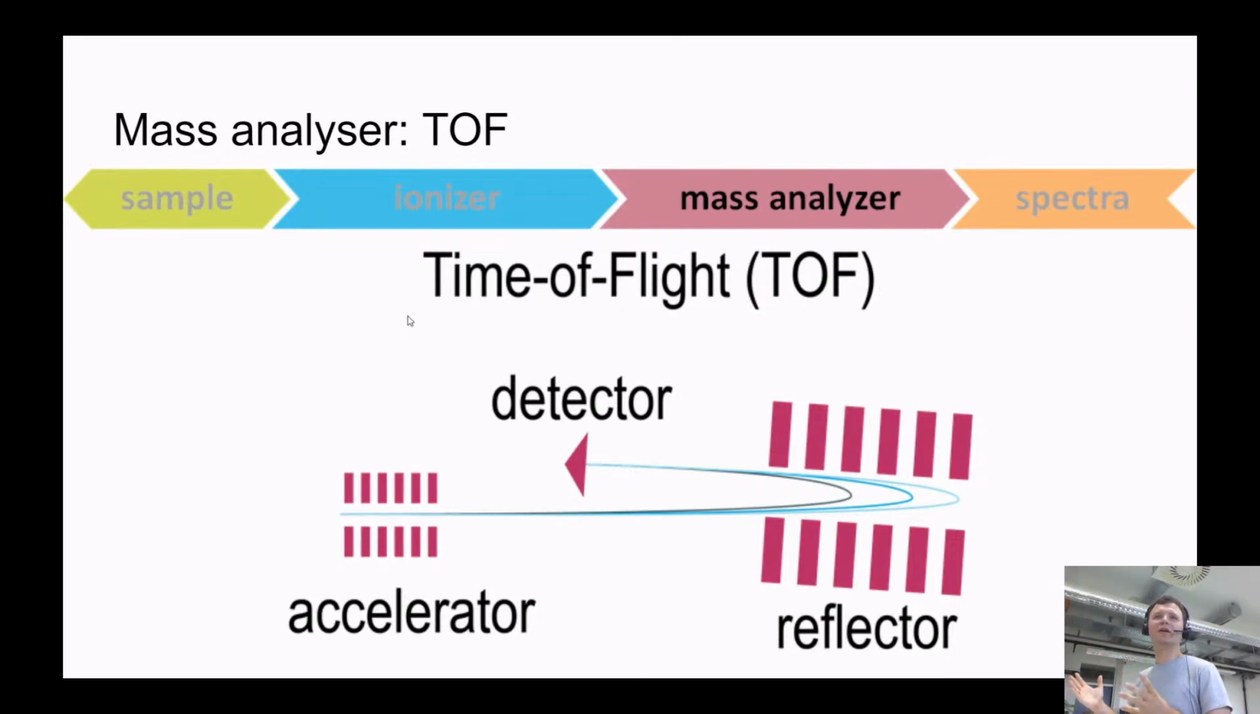We're going to discuss time of flight first. Thanks to the interface and whatever ionizer we used, we're going to have a cloud of charged peptides or proteins in the gas phase. And now we'd like to take this cloud and find out how many different species we have, what the mass of them is, and how many of each mass we have.